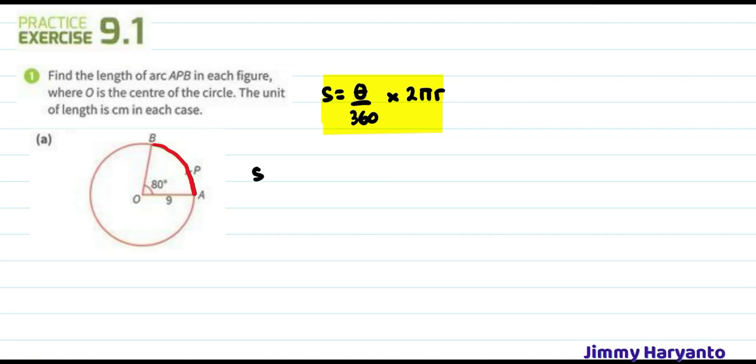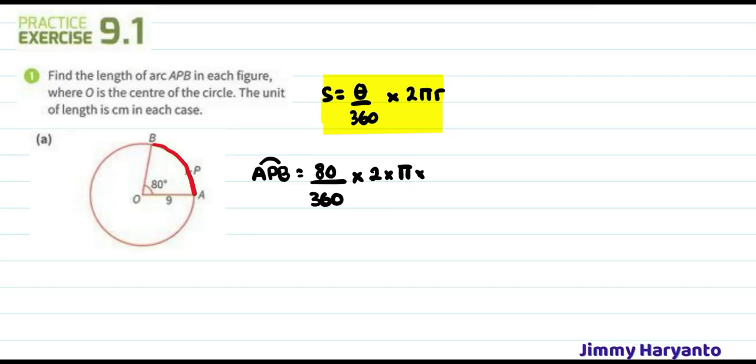That means the arc length of APB equals theta, which is 80, over 360 times 2 times pi times the radius. The radius itself is 9, and then you can calculate this using your calculator. And the result is 4 pi centimeters.